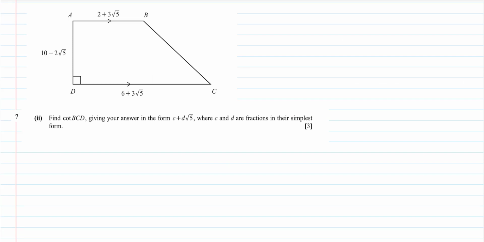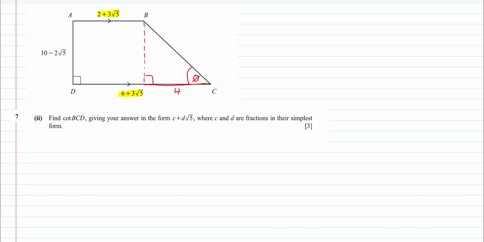For part 2, we need to find the cotangent of BCD, and to give our answer in the form c plus d root 5, where c and d are fractions in their simplest form. So angle BCD, that's this angle in here. So to start with then, we'll draw a vertical line going down from B. So that means this part is 90 degrees, and this length here is 4, because it's the difference of these lengths here, 6 plus 3 root 5 and 2 plus 3 root 5.